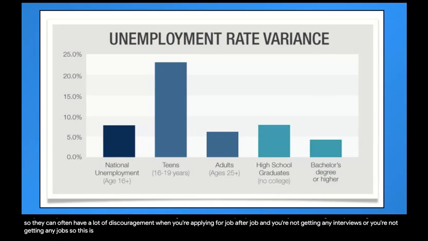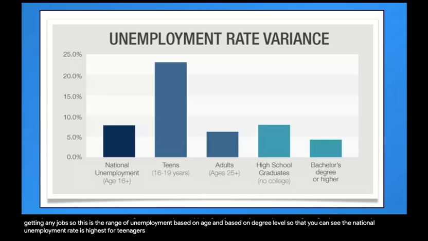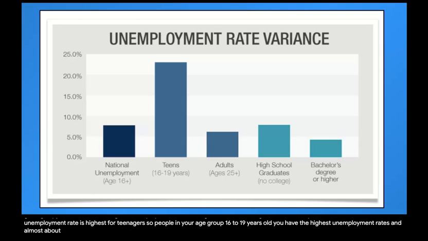This is the range of unemployment based on age and based on degree level. As you can see, the national unemployment rate is highest for teenagers. People in your age group, 16 to 19 years old, have the highest unemployment rates, at almost 25% of the people who are actively looking for jobs. For adults ages 25 and up, that's a much lower rate.